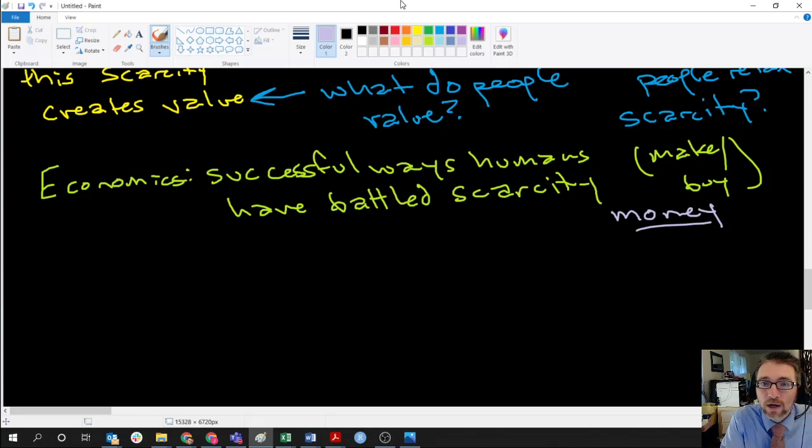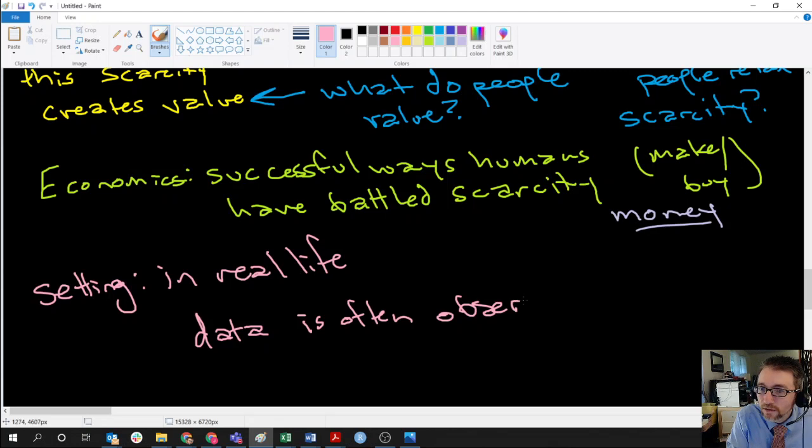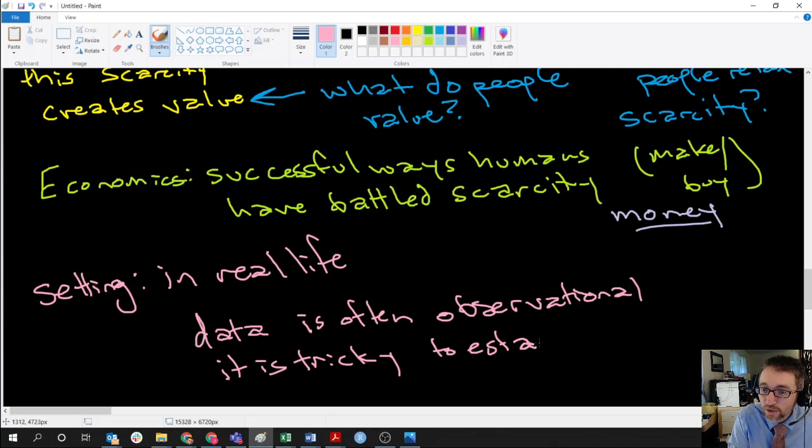But because we are studying people, so that's our topic. Our setting is in real life, right? Because we're studying people in real life, our data that we collect, that we observe, it's often observational. And that means with observational data, it is tricky to establish causation. We really want to know what people value, but it can be tricky to establish these links, right?